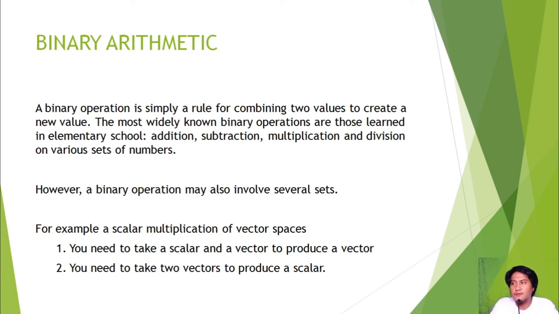However, a binary operation may also involve several sets. For example, a scalar multiplication of vector spaces. You need to take a scalar and a vector to produce a vector, or you need to take two vectors to produce a scalar. But we will not go that far or that deep. We'll only have those simple addition, subtraction, multiplication, and division with binary digits, so that you will learn how to do simple binary arithmetic. This process is just to combine two sets of values so that we can produce another new value.